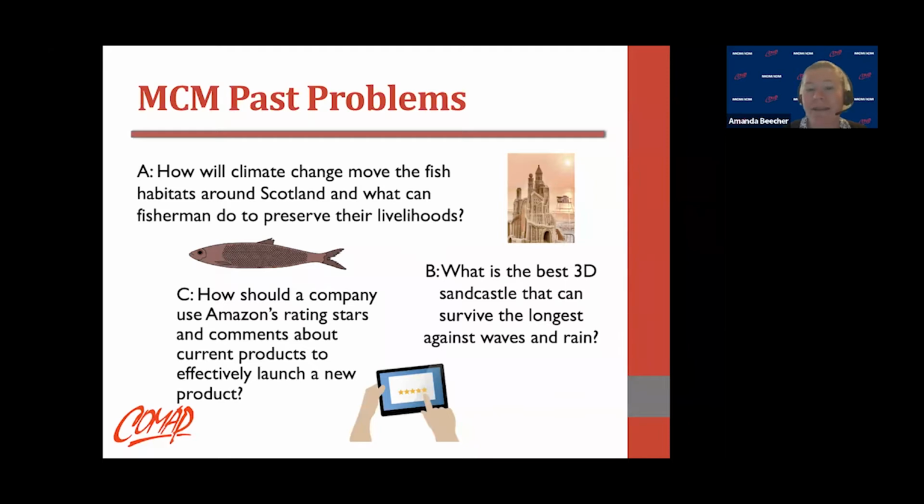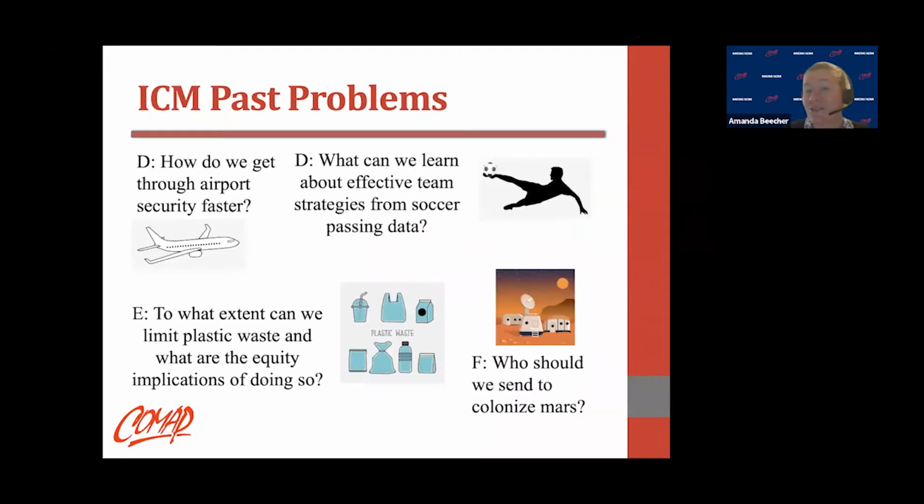The ICM contest, just to give you some ideas of past problems, we asked them, how do you get through airport security very quickly? We had one year where backup lines made people miss their flights. And so how do you ensure security while still maintaining the ability for people to get through in a reasonable amount of time? We had soccer data a few years ago where we asked them to look at the passing network, and by doing so, suggest different strategies that would be effective for a particular team.